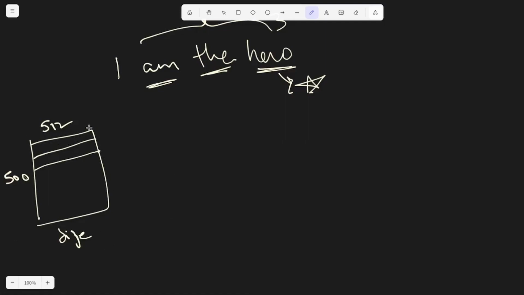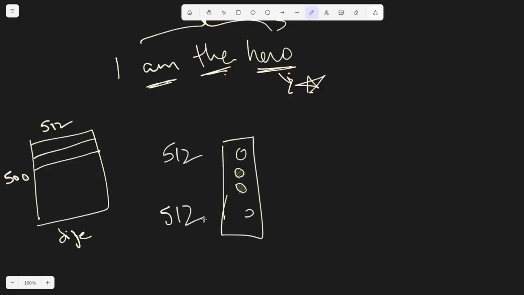Initially from this table, you would take the representations of "am", "the", and "hero", which would be randomly initialized. Basically, you have a neural network. On the first layer, you would accept 512 plus 512, which is 1024, as input, because you're passing two context words, "am" and "the", and each word embedding has size 512.